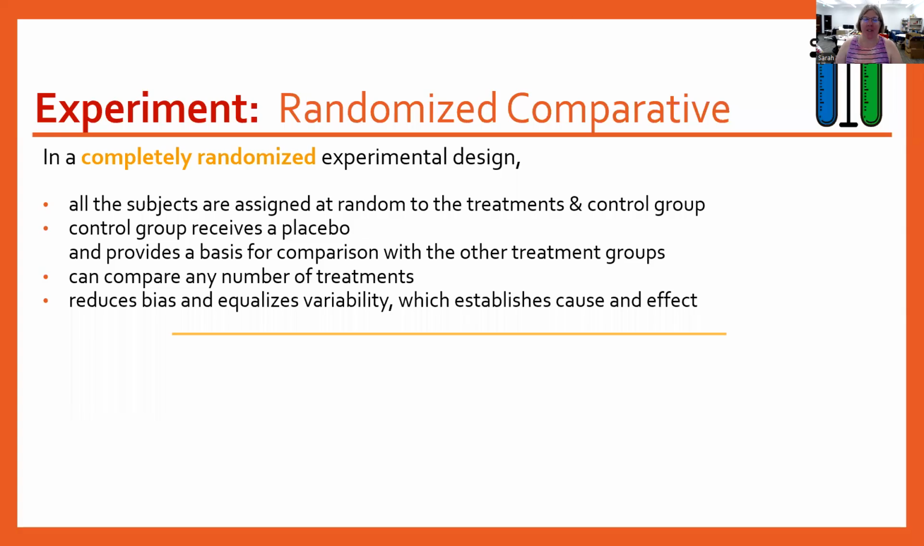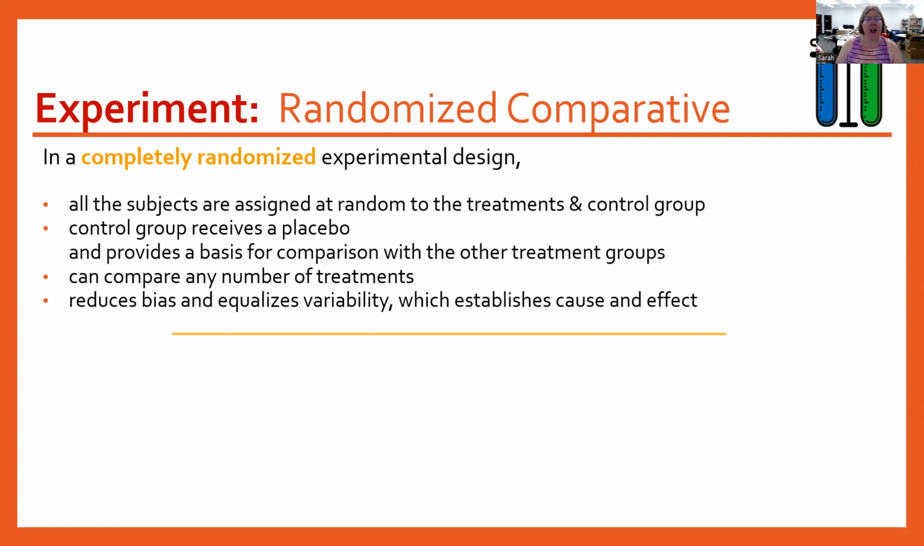Now that we've looked at the principles of experimental design, we're going to take a look at a couple of specific types of experiments. All of these experiments fall under the umbrella of a completely randomized experimental design. In this design, all of the subjects are assigned at random to either a treatment group or the control group. The control group receives some sort of placebo and therefore provides a basis for comparison with the other treatment groups.